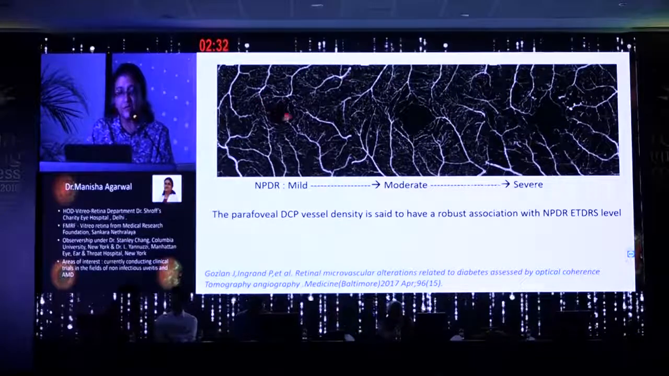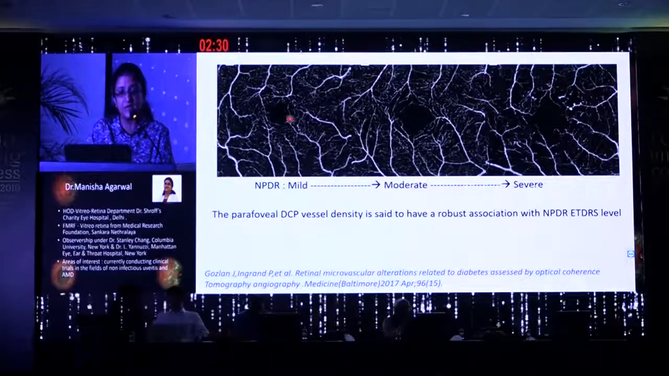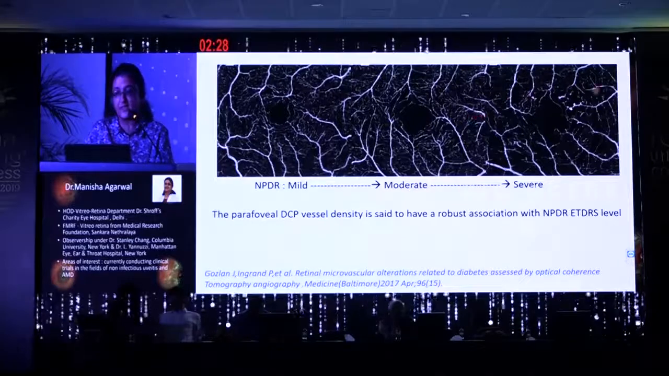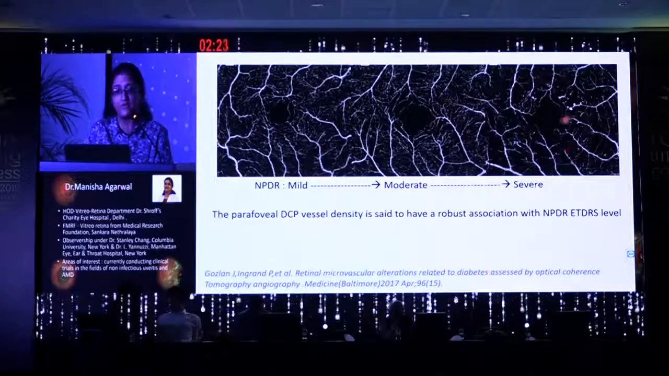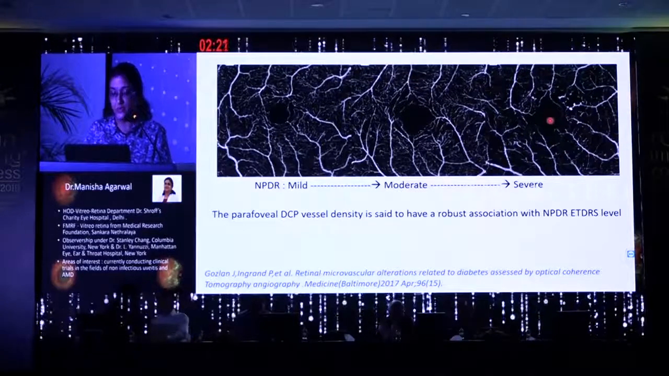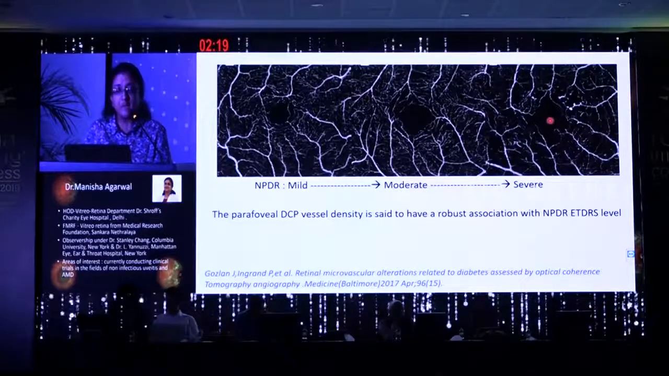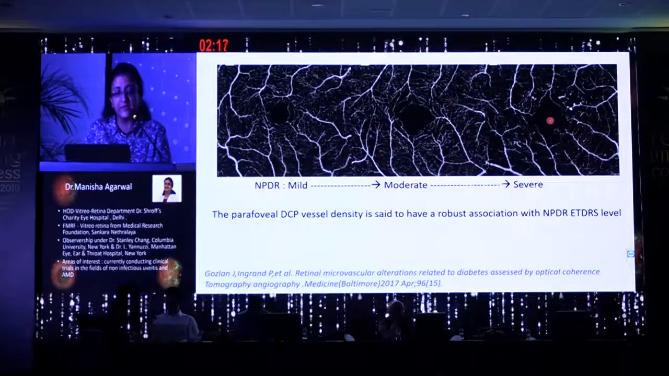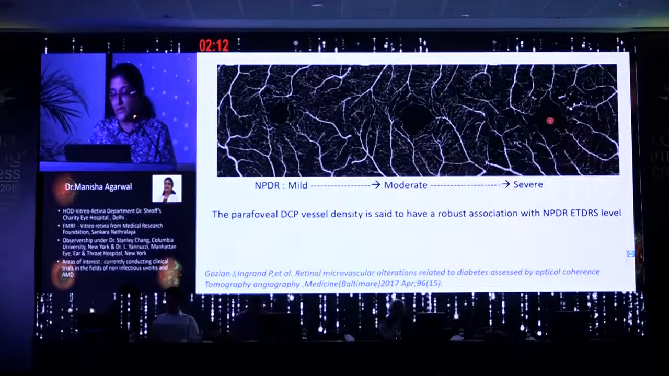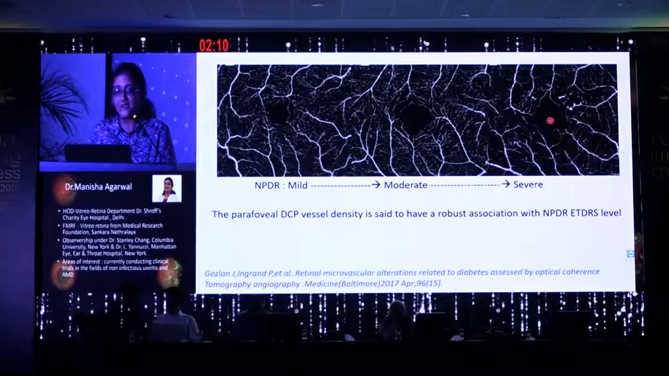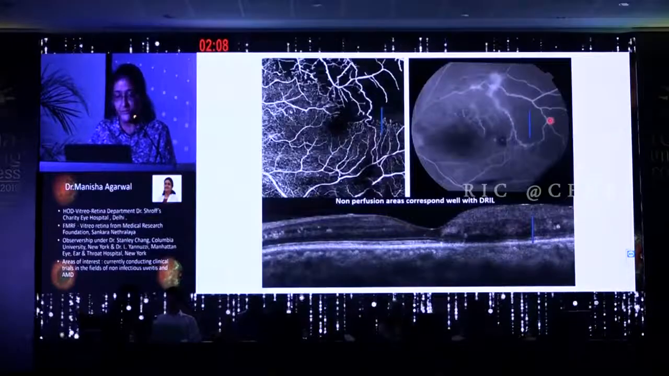You have the enlargement again of the foveal avascular zone as the disease is progressing. You see there is much more enlargement and there is a capillary dropout surrounding this area when the disease has progressed to a severe stage. However, it is said that the parafoveal DCP vessel density has a more robust association when we want to stage NPDR as per the ETDRS classification.